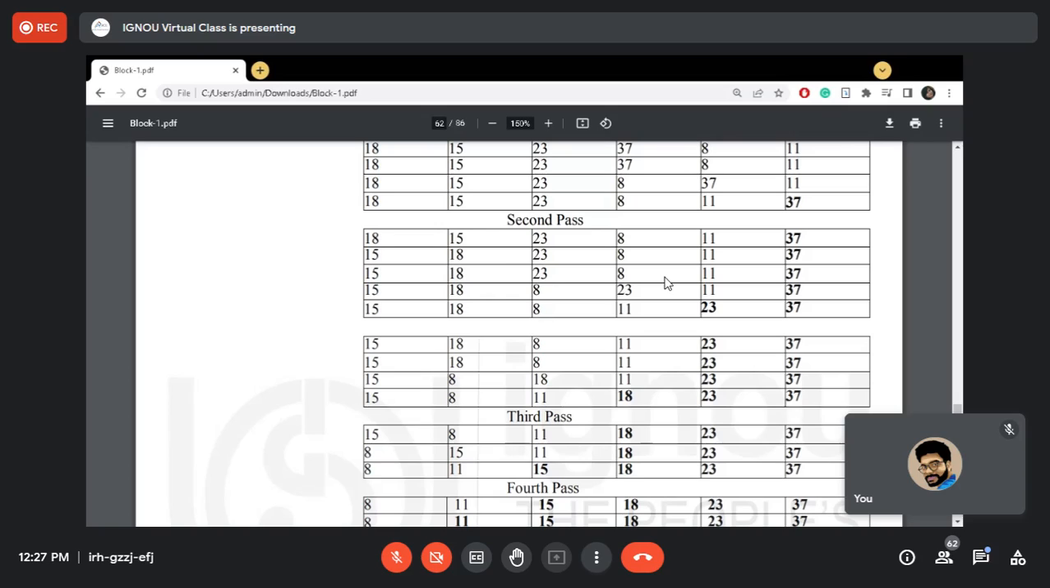So here, 18 and 15. If we compare both values, 15 is less than 18, so we have to swap it: 15 and then 18. Now compare 18 with 23. Both are in the right position.